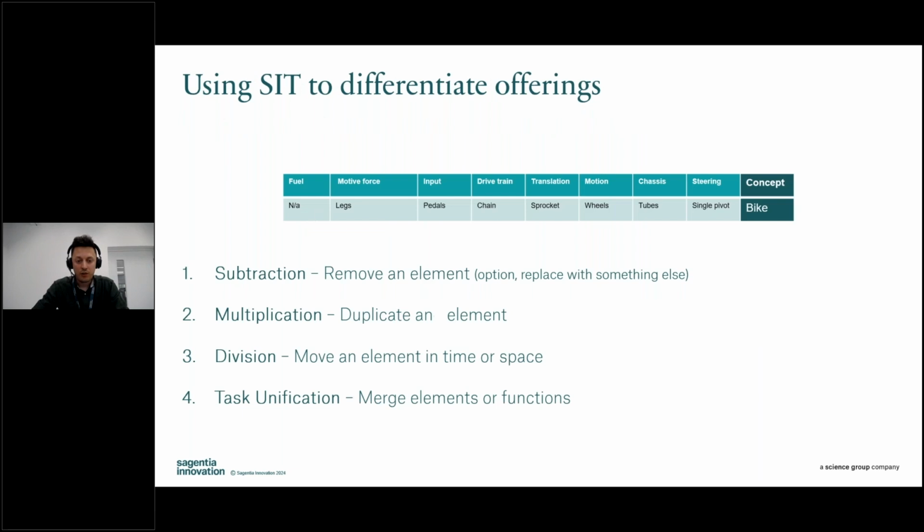So once you've done that functional decomposition, you can apply thinking tools. So systematic inventive thinking, there are 4 core thinking tools, which is subtraction, which is removing an element. Multiplication is duplicating the element. Division is moving an element in time or space, and task unification is merging elements or functions. So we'll go through some examples how we can ideate using these tools, but specifically where the empathy aspect comes in.